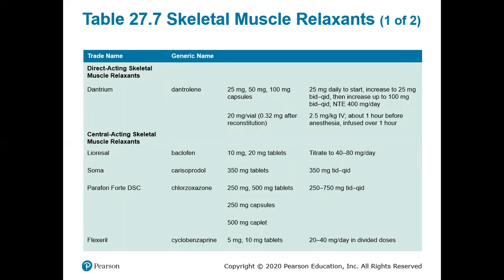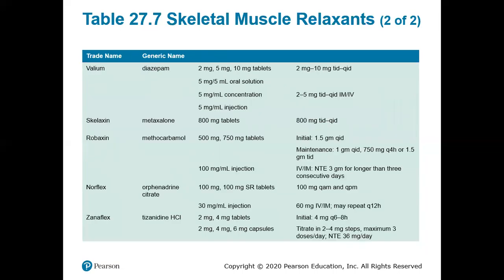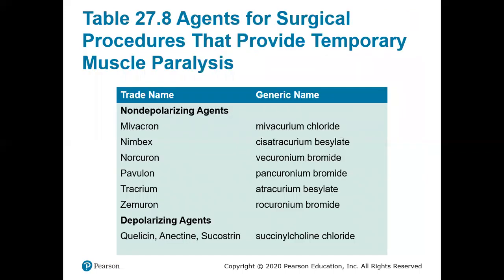So table 27.7 is found on page 431. Skeletal muscle relaxants are detailed there. And it does carry over to page 432. Table 27.8 is on page 432. This details agents for surgical procedures that provide temporary muscle paralysis.